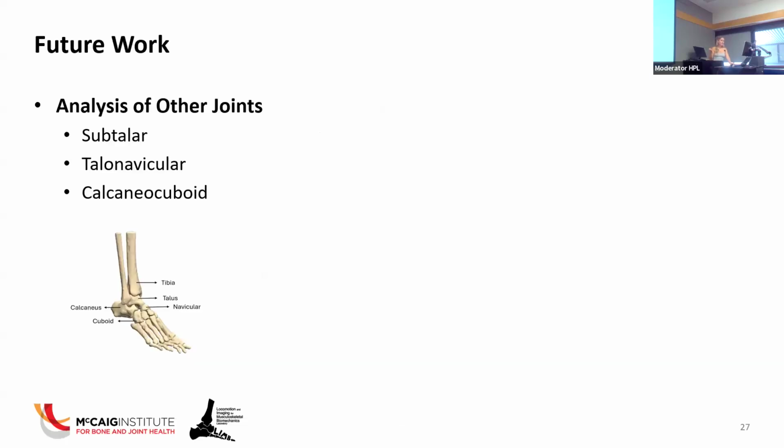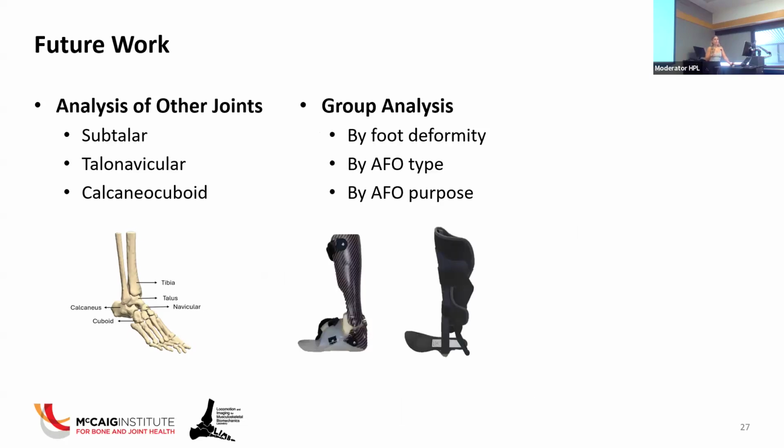Some future work within this study would be great if we could look at those other joints to get a full foot profile. We only looked at the tibiotalar joint, but to get a full hind foot, we would need the subtalar, and then looking into the midfoot would also include the talonavicular and calcaneocuboid joints. It would also be awesome if we could get enough people in this study to include a group analysis, either by foot deformity or by AFO type or by AFO purpose, to do some kind of statistical analysis between those groups.